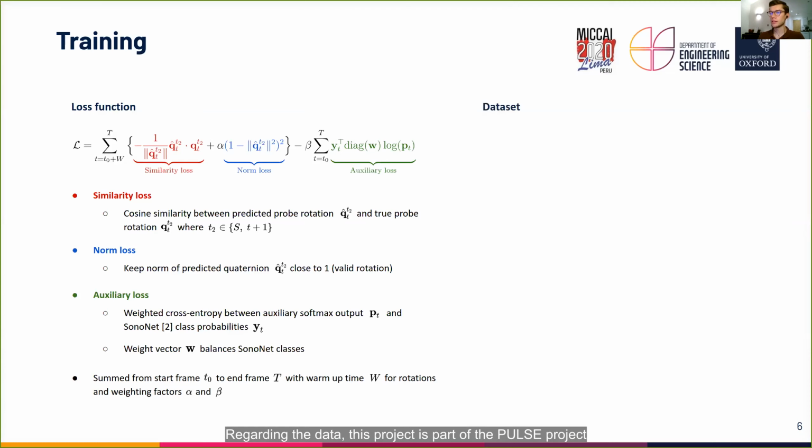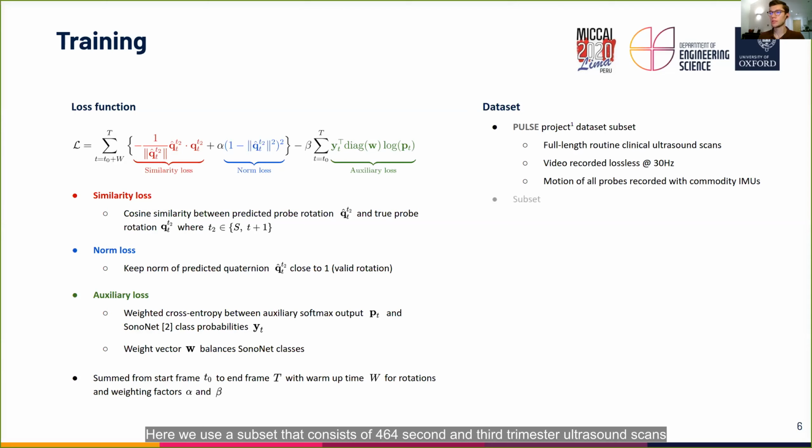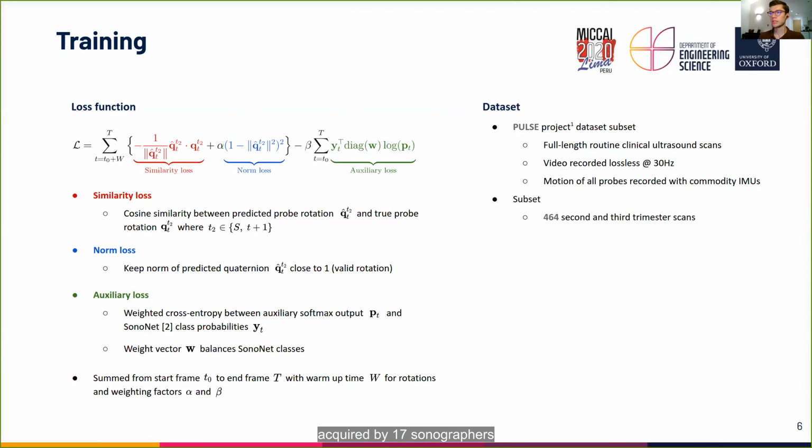Regarding the data, this project is part of the PULSE project, which acquires a dataset of full-length routine clinical ultrasound scans, where the video is recorded lossless at 30 Hz, and the motion of all probes is recorded with commodity IMUs. Here we use a subset that consists of 464 second and third trimester ultrasound scans acquired by 17 sonographers, which results in over 5,000 cineplane acquisitions.